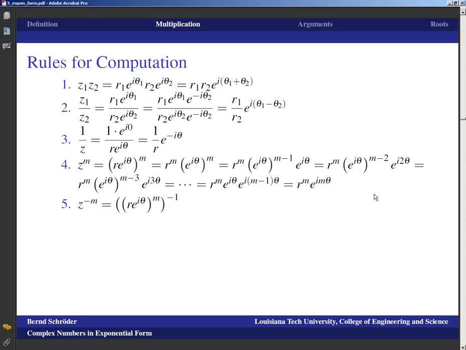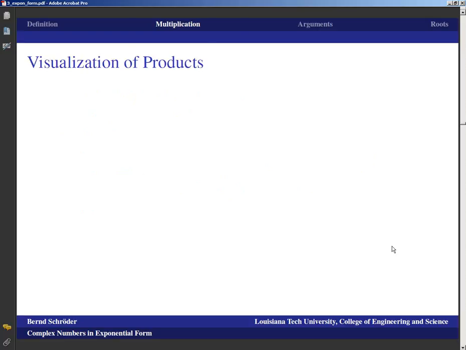Z to the negative m then is (r e^{iθ})^{-m}, which is r^m e^{imθ} to the negative 1, and that's just 1 over r^m e^{-imθ}, by using this law in number 3 here. And, well, we can certainly visualize products and quotients.